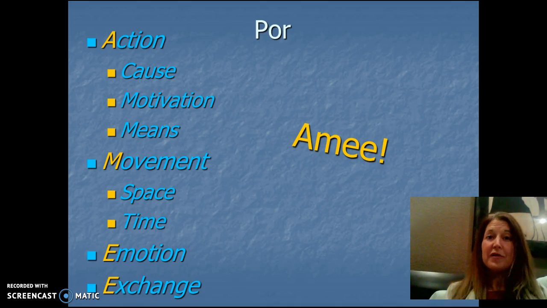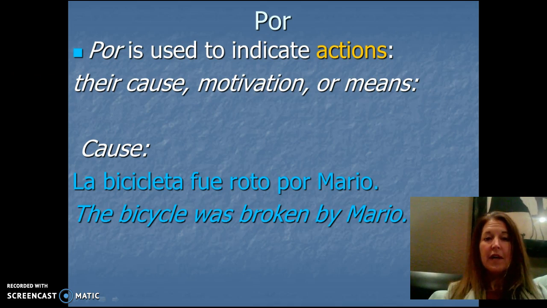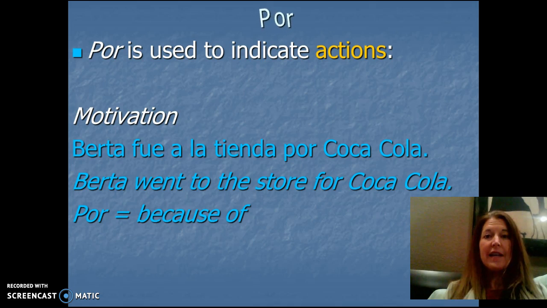Basically what you feel for somebody. We already talked about that. And then exchanging something for something else. So, if it's indicating an action, their cause, motivation, or means, let's see some examples for that. We have La bicicleta fue roto por Mario. So the bicycle was broken by Mario. That was the cause, Mario. It was broken by him. And notice how we use the verb ser and the past participle to say what was done by somebody else. Por is used to indicate actions.